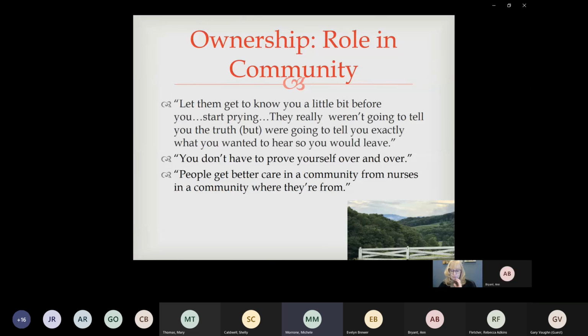Expectations were different in small communities. "You don't have to prove yourself over and over." And expectations were not lower, only more integrated and congruent. "People get better care in a community from nurses in the community where they are from."